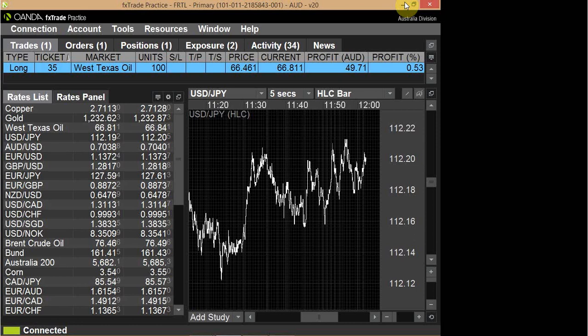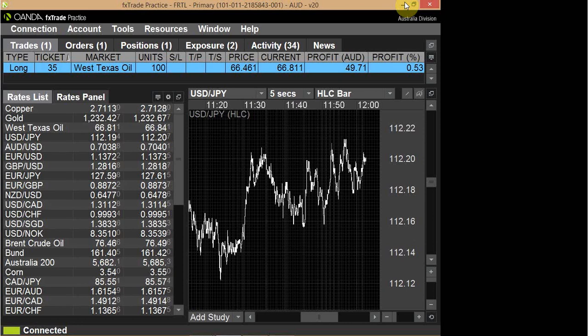Now what is this 112.20? What does this mean? Is it 112.2 yen per dollar, or is it 112.2 dollars per yen? 112 yen per dollar.